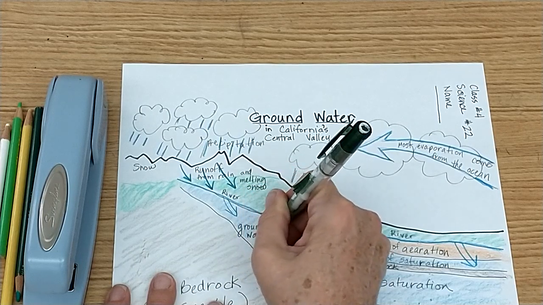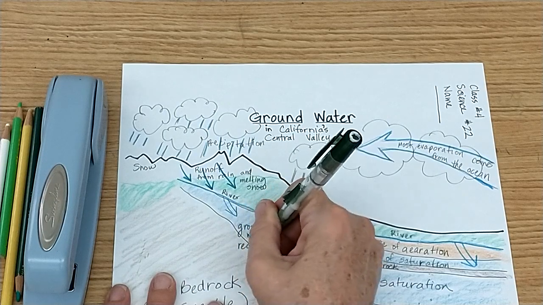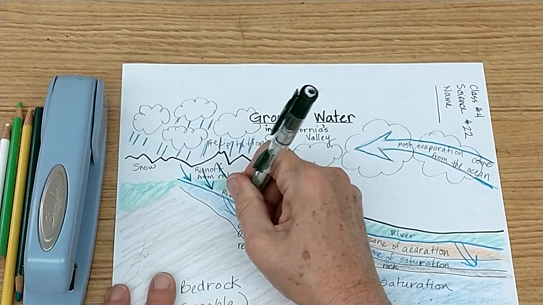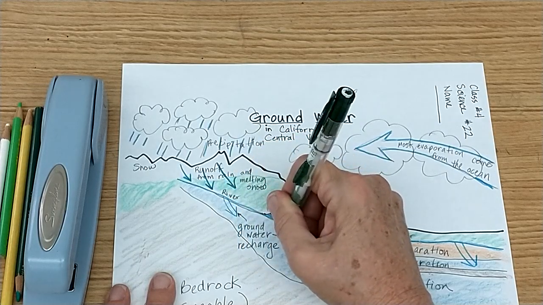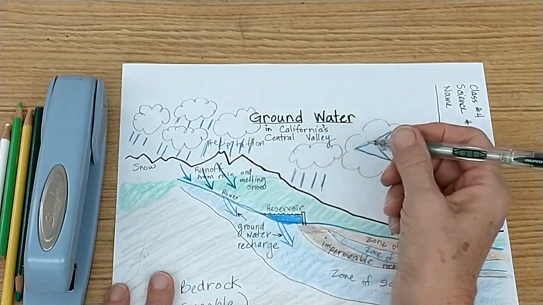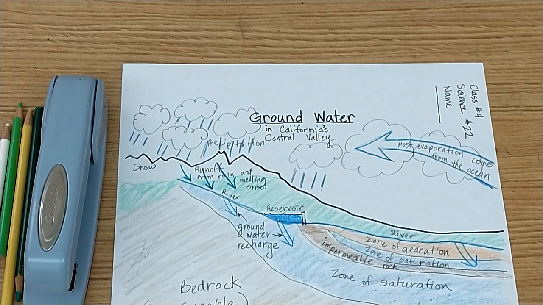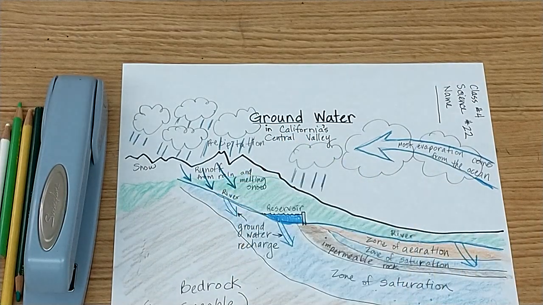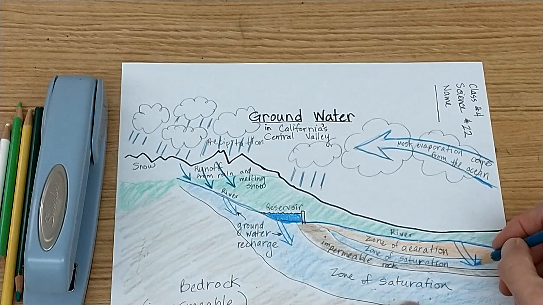Groundwater Recharge. Like recharging your battery, but it's where the groundwater gets refilled. From the river, from the reservoir. This is also groundwater recharge. We don't need to label it because you can tell they all look the same. So this is how that water gets underground in the first place.